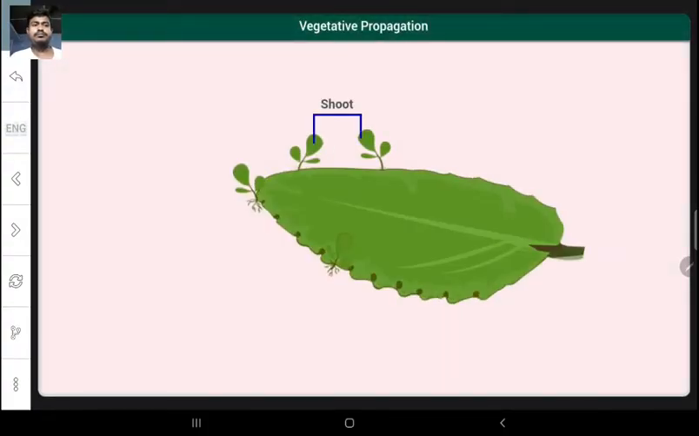This method of asexual reproduction is seen in plants where offspring are formed without the production of seeds or spores. Plants grow from vegetative parts of the plant like the roots, stems, and leaves.